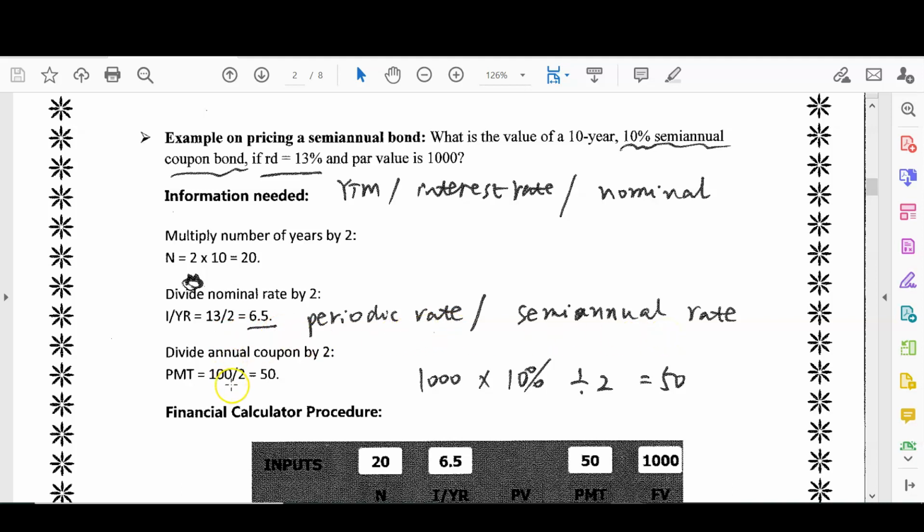For coupon payment, we need to use the par value 1,000 multiplied by the coupon rate 10%. However, the 10% is the nominal annual coupon rate, so we need to divide by 2. So we know that the bond pays $50 twice a year.